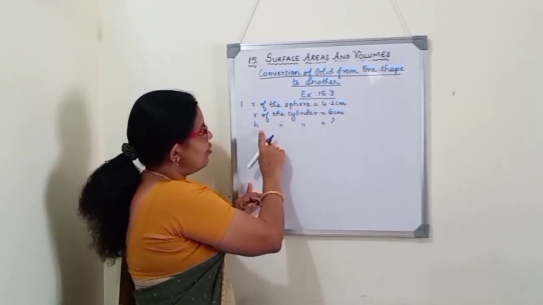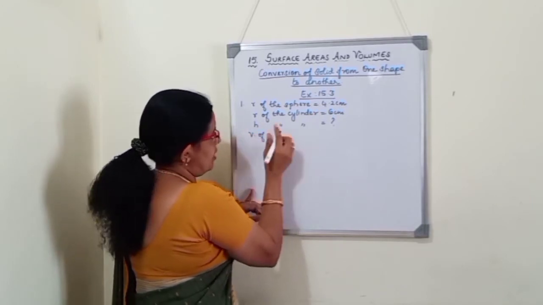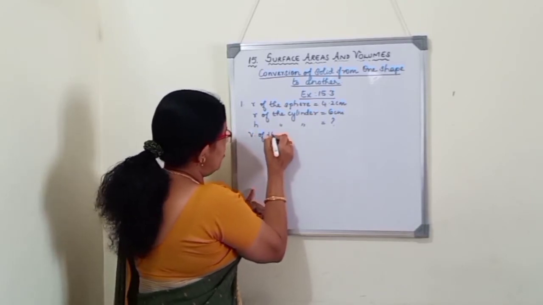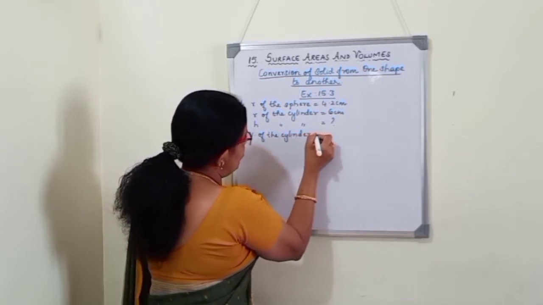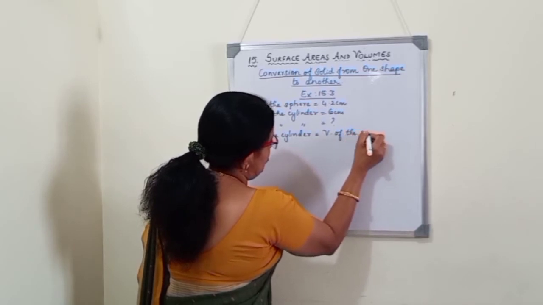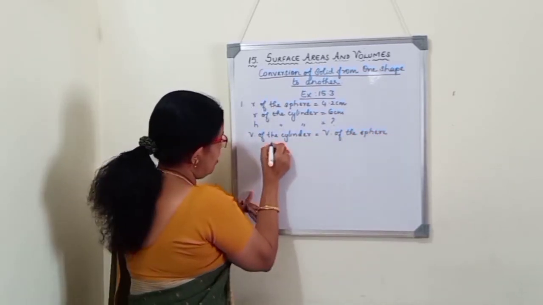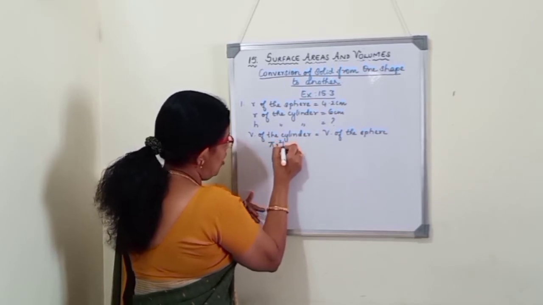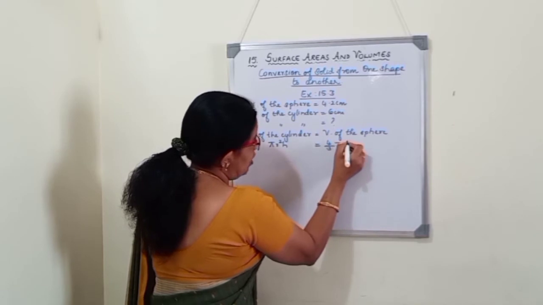As we want to find the height of the cylinder, I will write volume of the cylinder first, on the left side. So we can write volume of the cylinder will be equal to volume of the sphere. Volume of the cylinder, formula we will write, pi r square h. Volume of a sphere is 4 by 3 pi r cube.